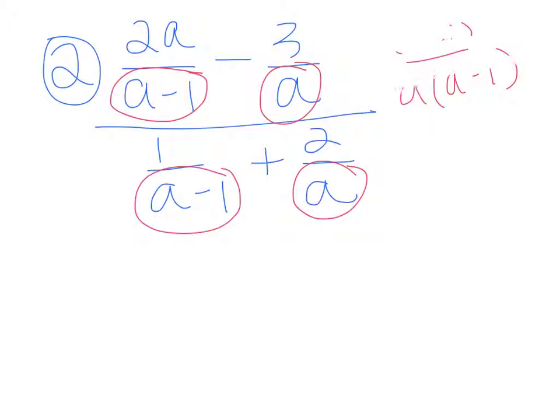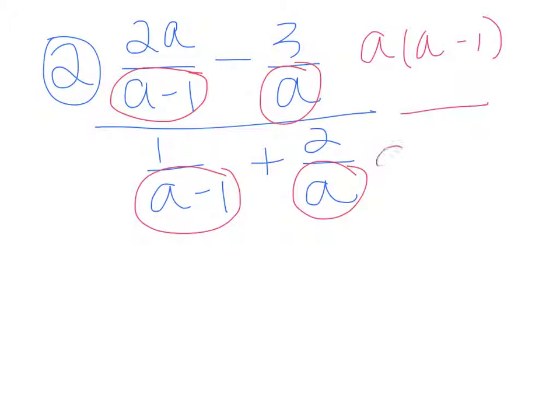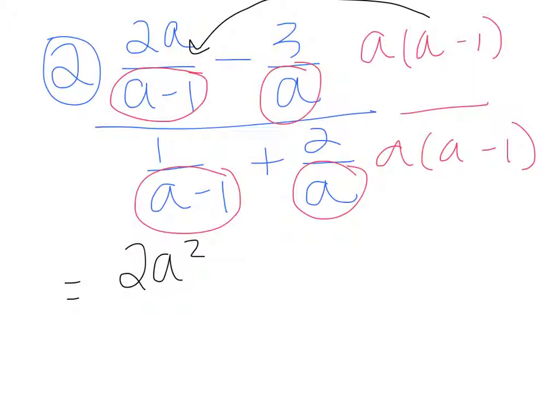Alright, so I'm going to erase this so I can write this clearer up here. So the top is going to get multiplied by a times a minus 1. So is the bottom, because this is the same as multiplying by 1, because a times a minus 1 over itself is 1. Alright, so let's distribute this across the top. When I multiply that first fraction by a times a minus 1, you see how the a minus 1s are going to cancel? I'm going to be left with 2a squared.